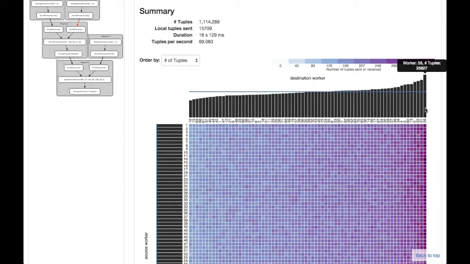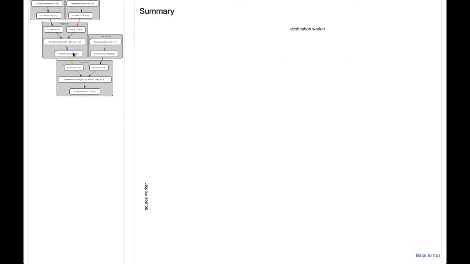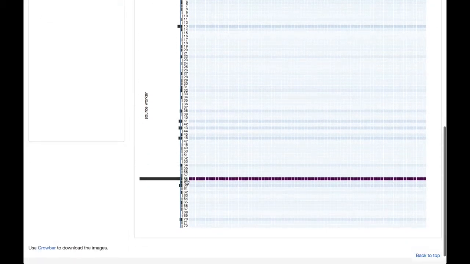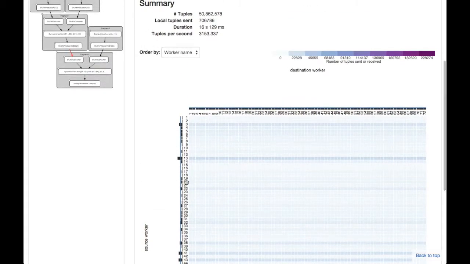We can see that worker 58 received more tuples than any other worker. This could mean that there's a very popular join tuple which had to be sent to worker 58. To confirm this hypothesis, we will look at the communication after the join. And yes, we can see that worker 58 produced a lot of tuples, which then had to be sent to different workers in order to be joined again with the other relation and then stored on disk.